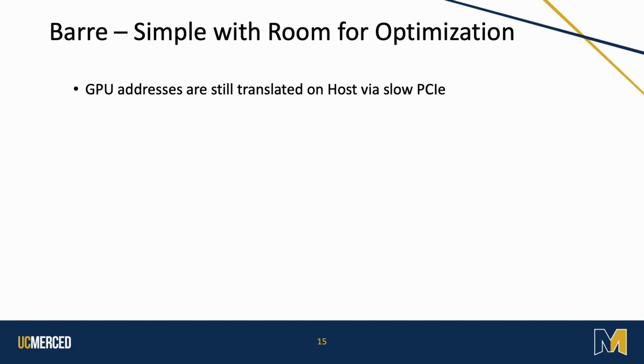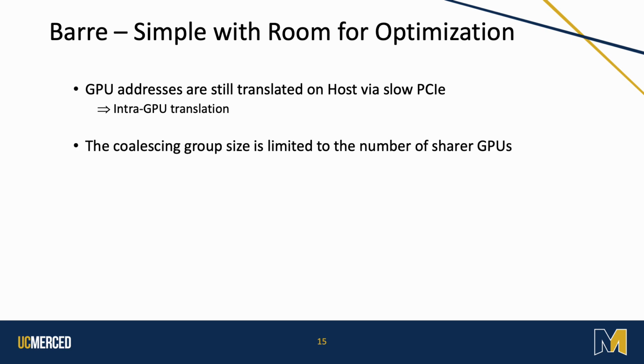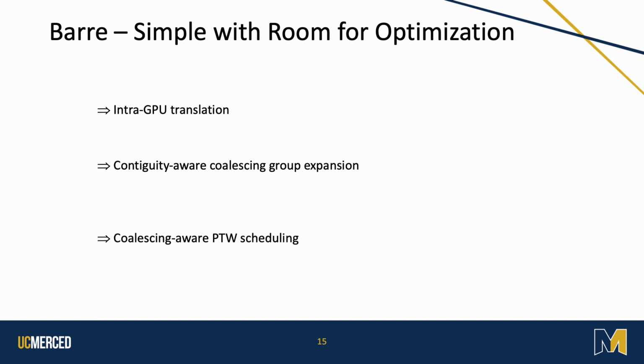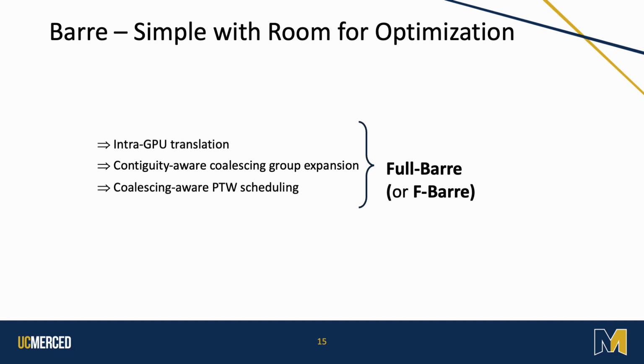Firstly, the GPU addresses are still translated at the centralized IOMMU via slow PCIe. To solve this, we propose intra-GPU translation to keep the coalescing and translation within the GPU package. Secondly, coalescing group size is limited by the number of shared GPU chips. This limits the potential performance benefits. Our idea is to propose contiguity-aware coalescing group expansion. Thirdly, coalescing-oblivious page walk scheduling limits the opportunity of coalescing PFNs. To address this, we propose coalescing-aware page table walk scheduling. Barre Chord enhanced with those 3 optimizations is called FBAR. In this talk, I will cover the first 2 optimizations. Please refer to our paper for the third one.